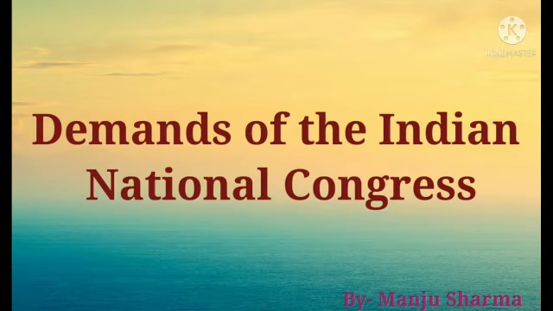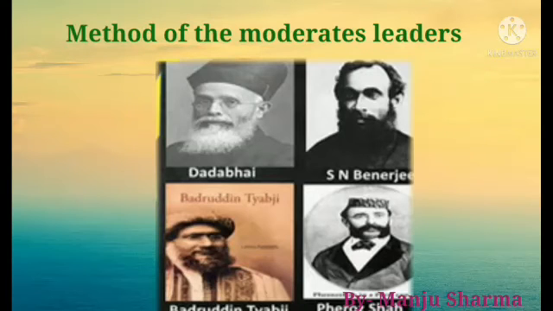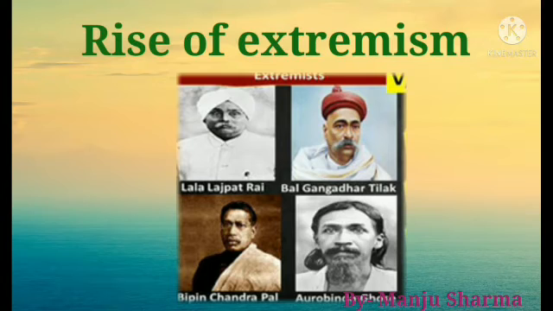The early period of the Indian National Congress, 1885 to 1905, is called the moderate phase of the Congress. Now we will study the methods of the moderate leaders. They had full faith in the British sense of justice. They adopted peaceful and constitutional means to achieve their aims. They criticized the government through the press. Now a different type of leaders arose in the National Congress, who were known as the extremists.